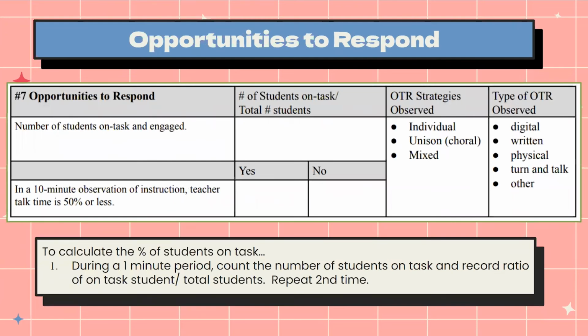Checking the fidelity of opportunities to respond begins by counting the total number of students in the classroom. Then, for a 1-minute period, the observer will count the number of students engaged and on task and record the ratio. We will repeat this process again before the end of the classroom observation. We also want to circle or check the different opportunities to respond strategies and types that we notice when we are observing the classroom.